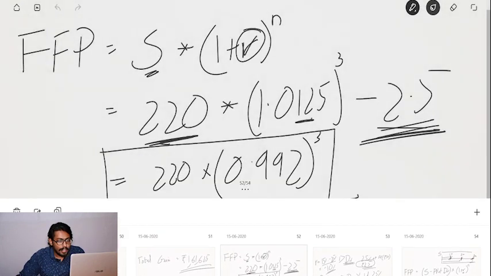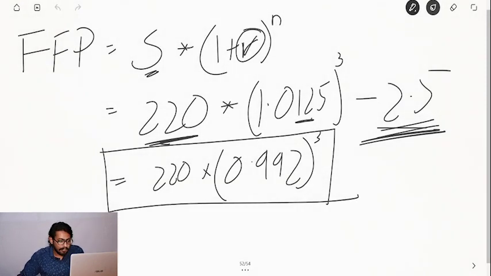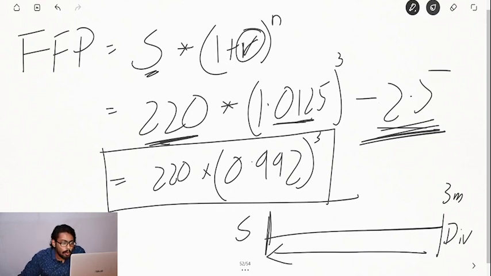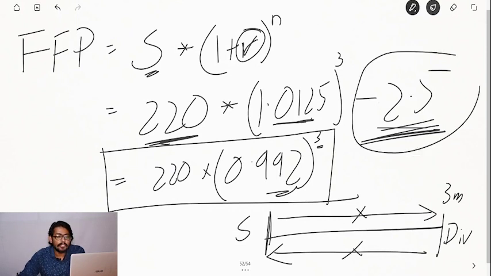Over here dividend is payable after 3 months, which means today you have spot price, after 3 months you have dividend. You need not discount it for 3 months, and then over here you are again compounding it for 3 months. You will discount it for 3 months and again compound it for 3 months. These two actions will cancel each other out. You can just separately take this dividend outside over here. Discounting and compounding will cancel each other out. Okay, so that's a shortcut.